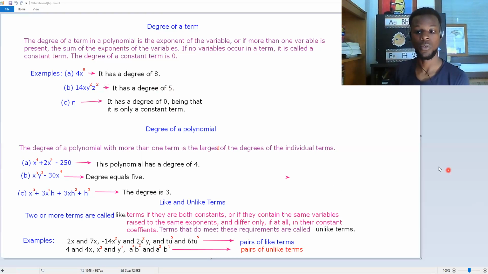And then finally, we learned about like and unlike terms. Let's review this definition again. Two or more terms are called like terms if they are both constants. So if you have just two numbers, they're like terms, and you just add those numbers together. Or if they contain the same variables raised to the same exponents. That's why right here in the last part, these are not like terms because they are not the same variables raised to the same exponents. They are the same variables, but they're raised to different exponents. So be very careful with that.